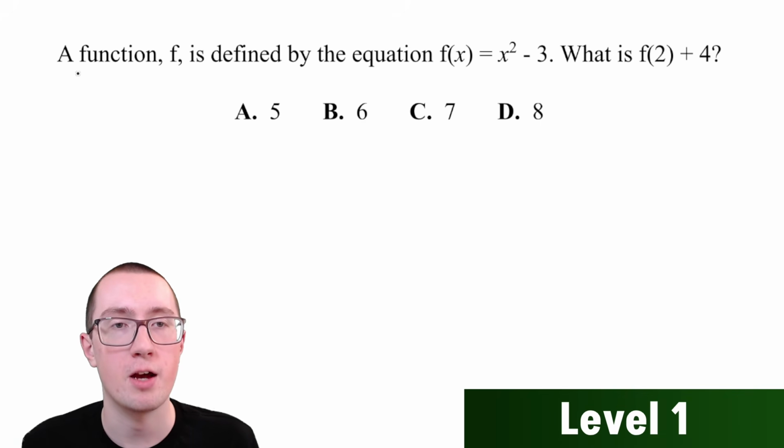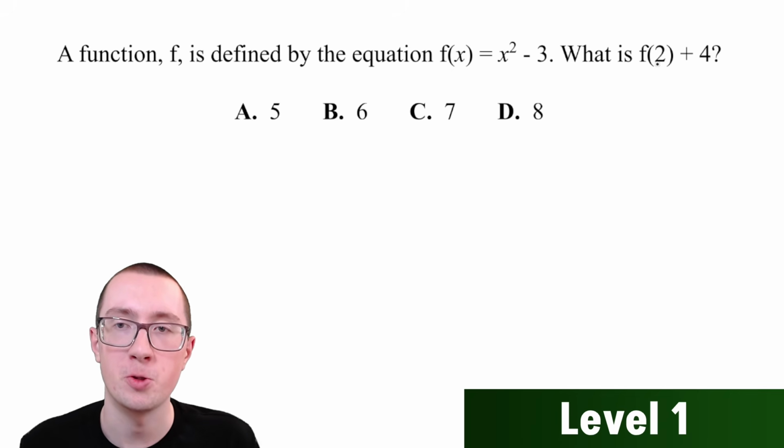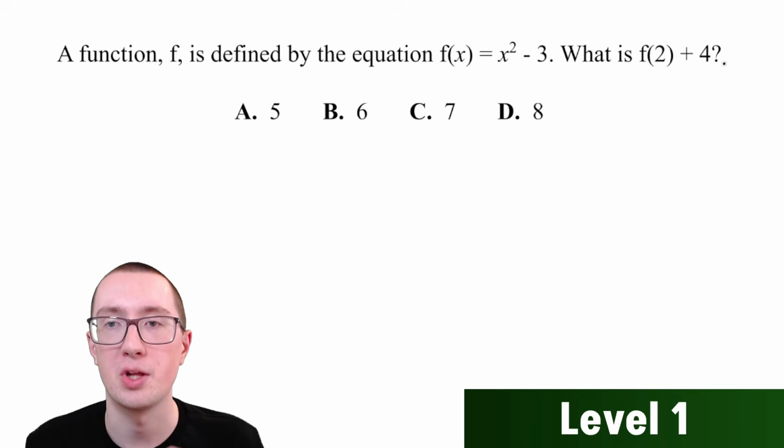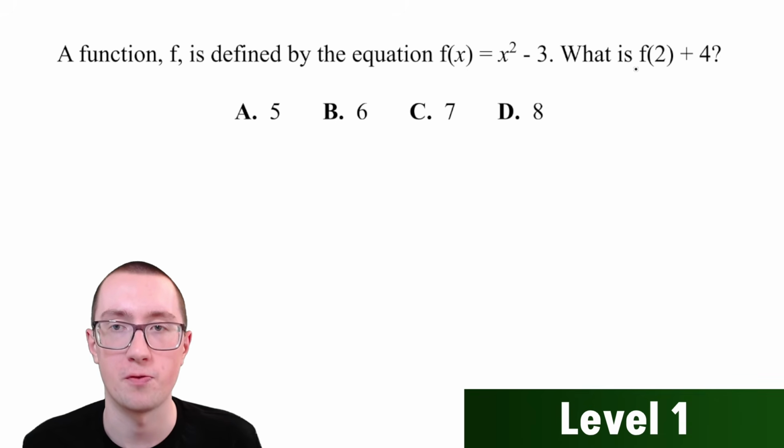So for this problem, we have a function f, and it's defined by the equation f of x equals x squared minus 3. Now this question isn't just asking us to find f of 2, it's asking us to find f of 2 plus 4. But don't be scared about that, because that literally just means we find f of 2, and then we just add 4 to it.